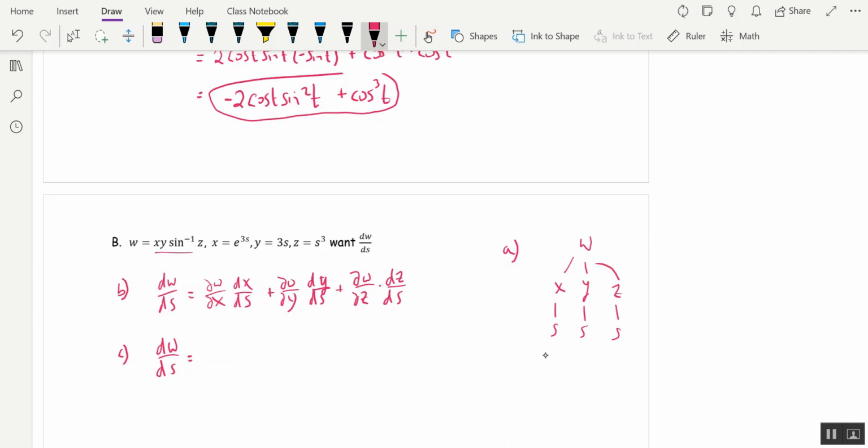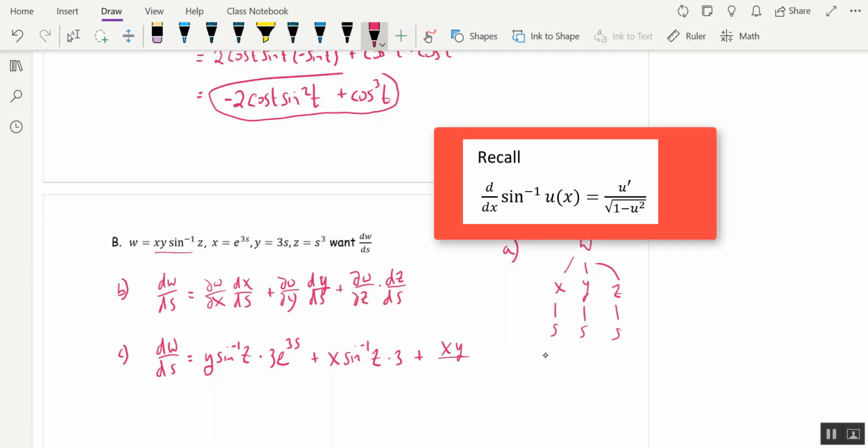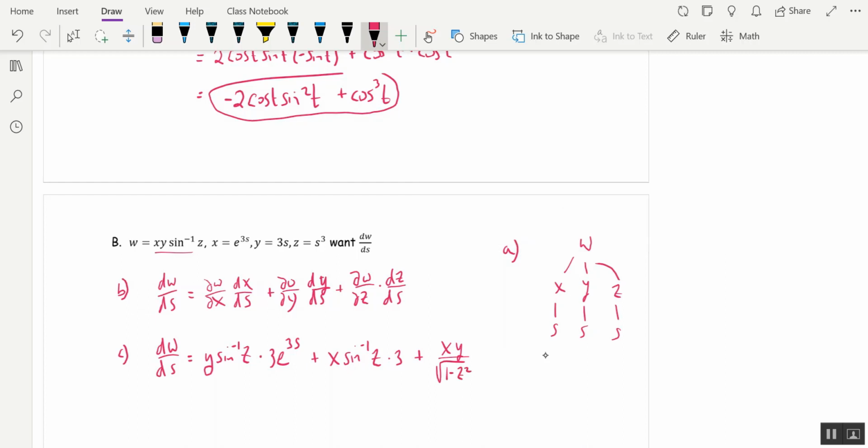All right, and for our specific problem, the functions we have, dw ds is, I want the partial of W with respect to X. That's Y sine inverse of Z, multiplied by dx ds, which is 3 e to the 3s, and then add on partial of w with respect to y, which is x sine inverse of z. dy ds is 3, and then del w del z is x y over the square root of 1 minus z squared. Then I multiply by dz ds, which is 3s squared.